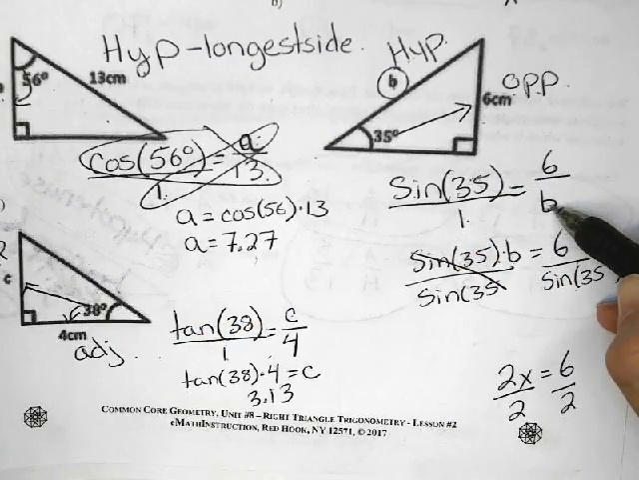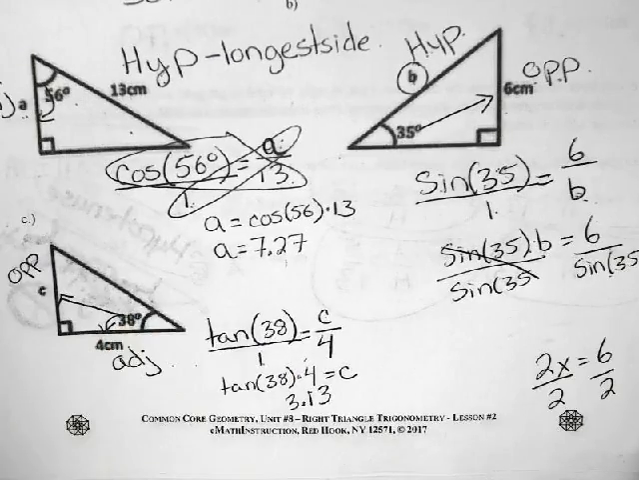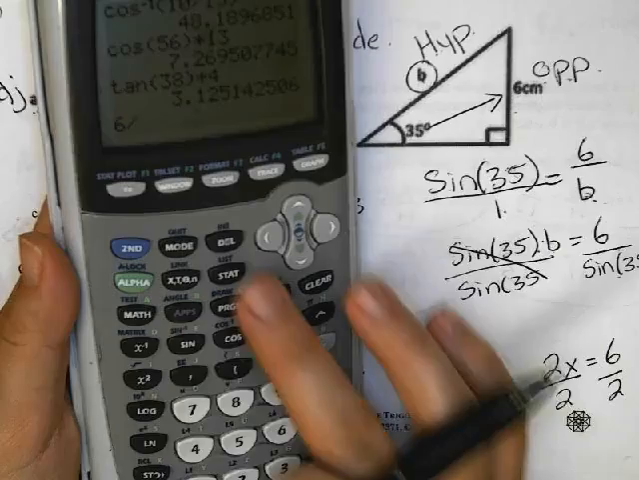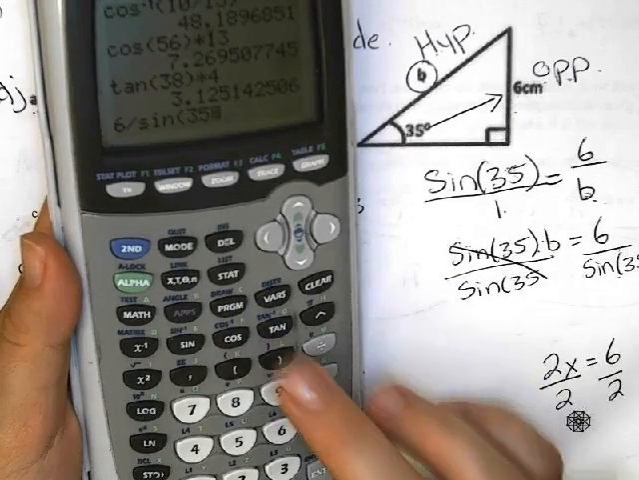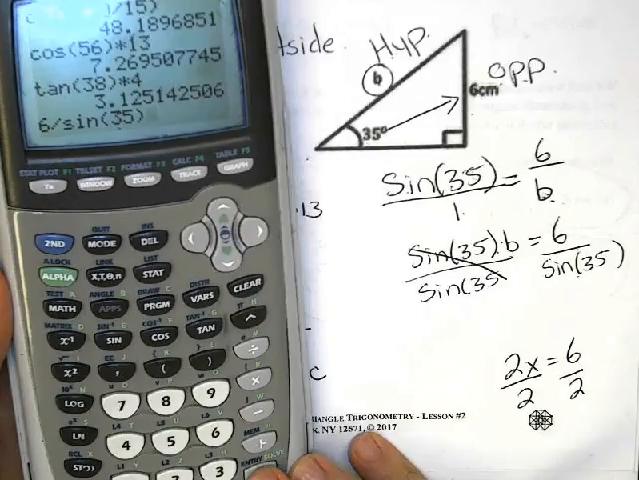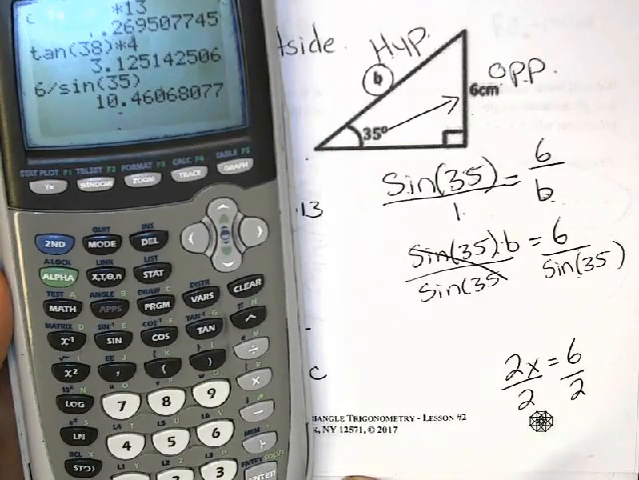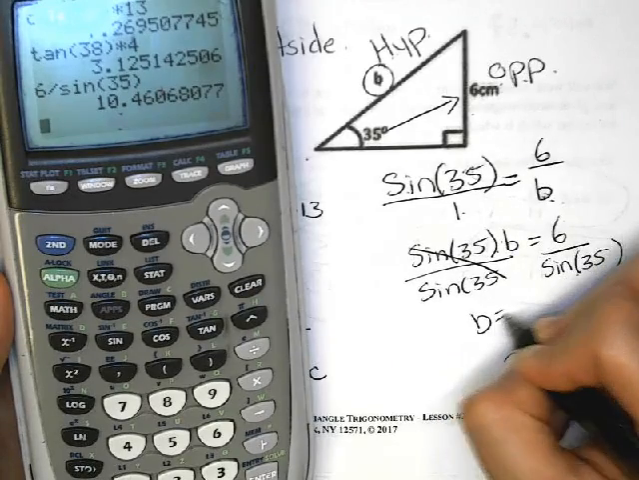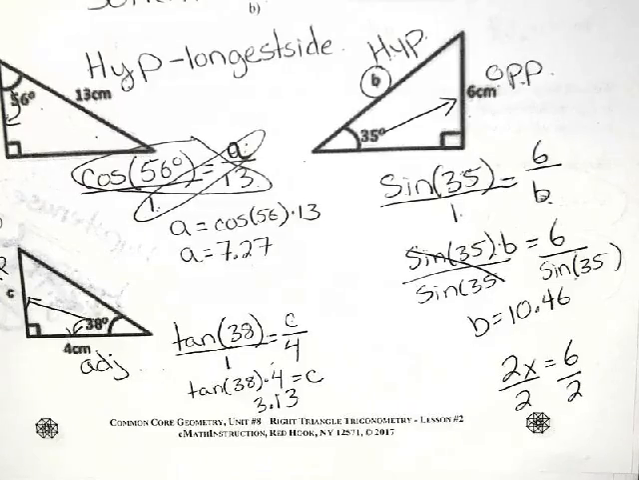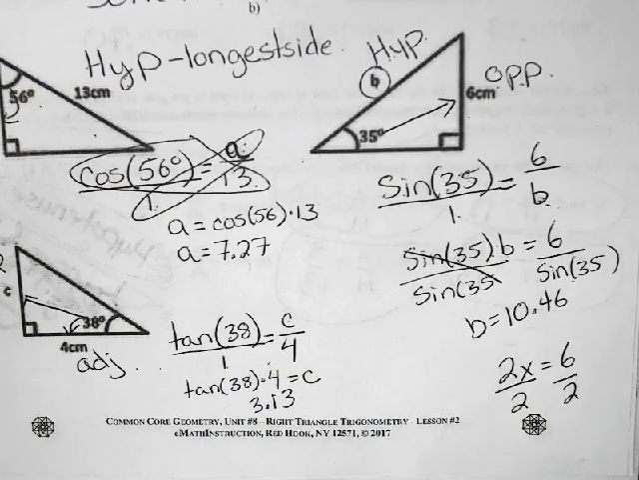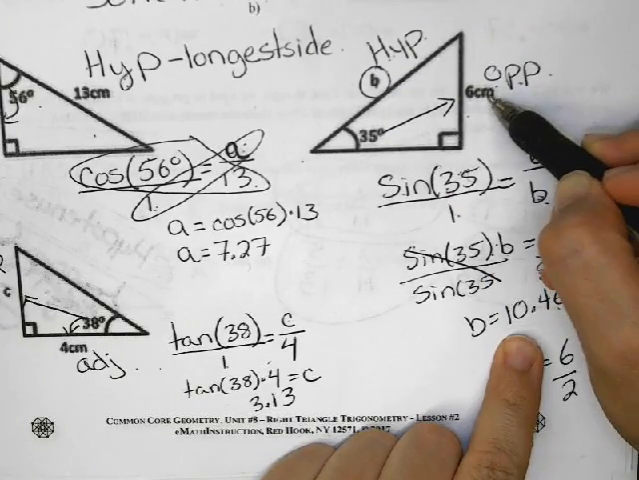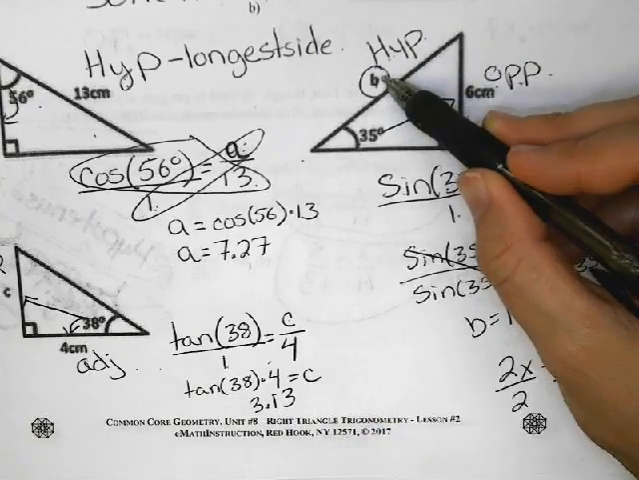And again, you get partial points for setting these up at least. Yep, 6 divided by sine of 35. Okay, so B equals 10.46. Now, quick question, does it make sense there? Yes, because it's longer than 6. This side right here, again, must be the longest side.